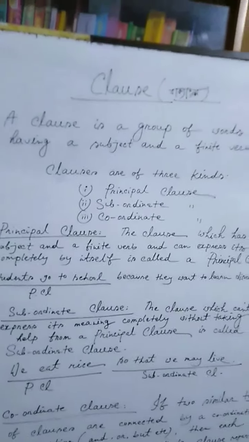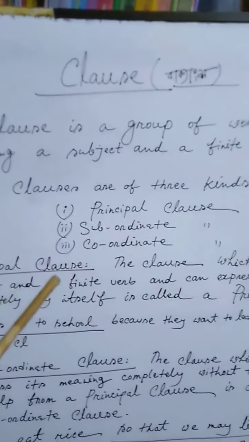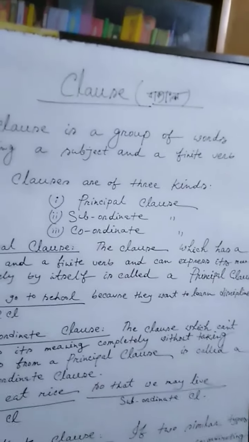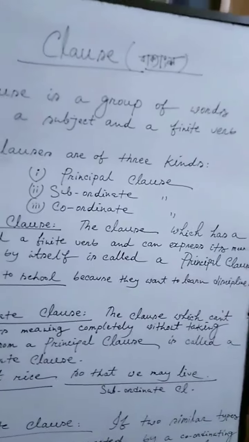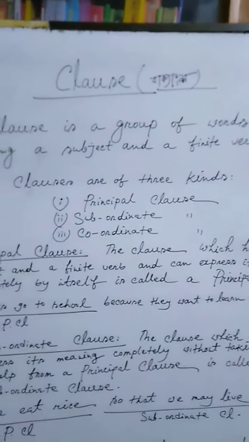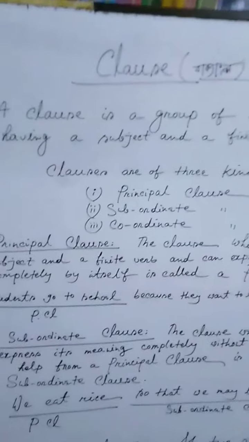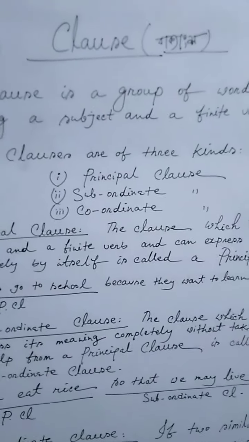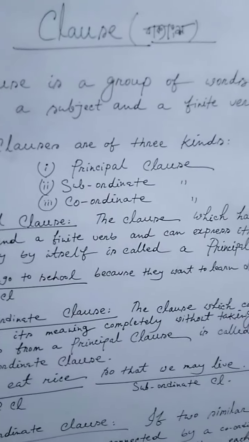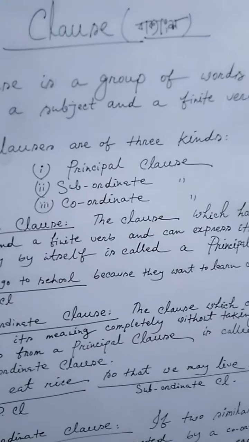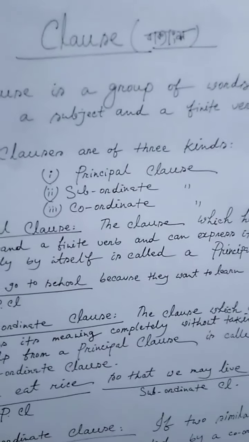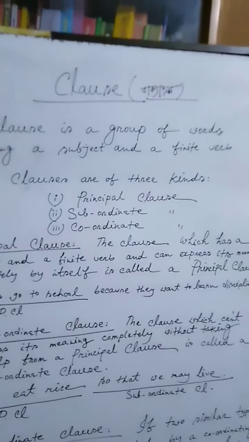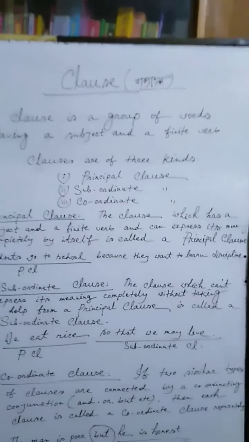So in this way, clauses are of three kinds: principal, subordinate and coordinate clause. And clause has a very deep relation with the structure of sentences, especially because a simple sentence contains a principal clause. On the other hand, a complex sentence contains a principal clause and a subordinate clause. And a compound sentence contains two coordinate clauses, which are connected with coordinating conjunctions. So I think you have understood from my lecture about clauses.